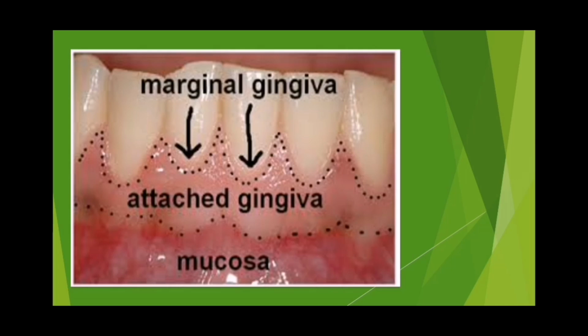Marginal gingiva is around the cementoenamel junction, present on the margins of the tooth, and these are called marginal gingiva. And the attached gingiva is from the mucogingival groove to the marginal gingiva; it covers the periosteum, and beyond it there is mucosa.